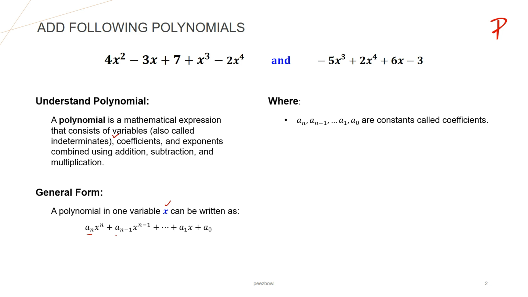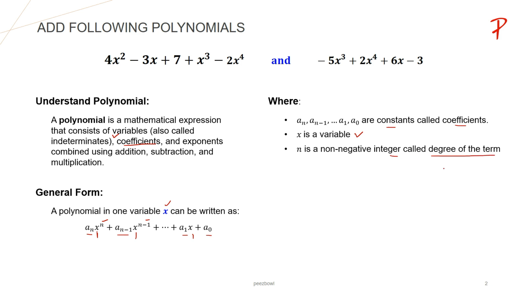Here a_(n-1), a1, a0, all these are constants and they are called coefficients. As you can see here, coefficients. This x that you see here is the variable. On the top you see powers n minus 1 and so on; n is 1 here and n is 0 here. So n is a non-negative integer and this is called the degree of the term. And the highest power of x in the polynomial is the degree of the polynomial.